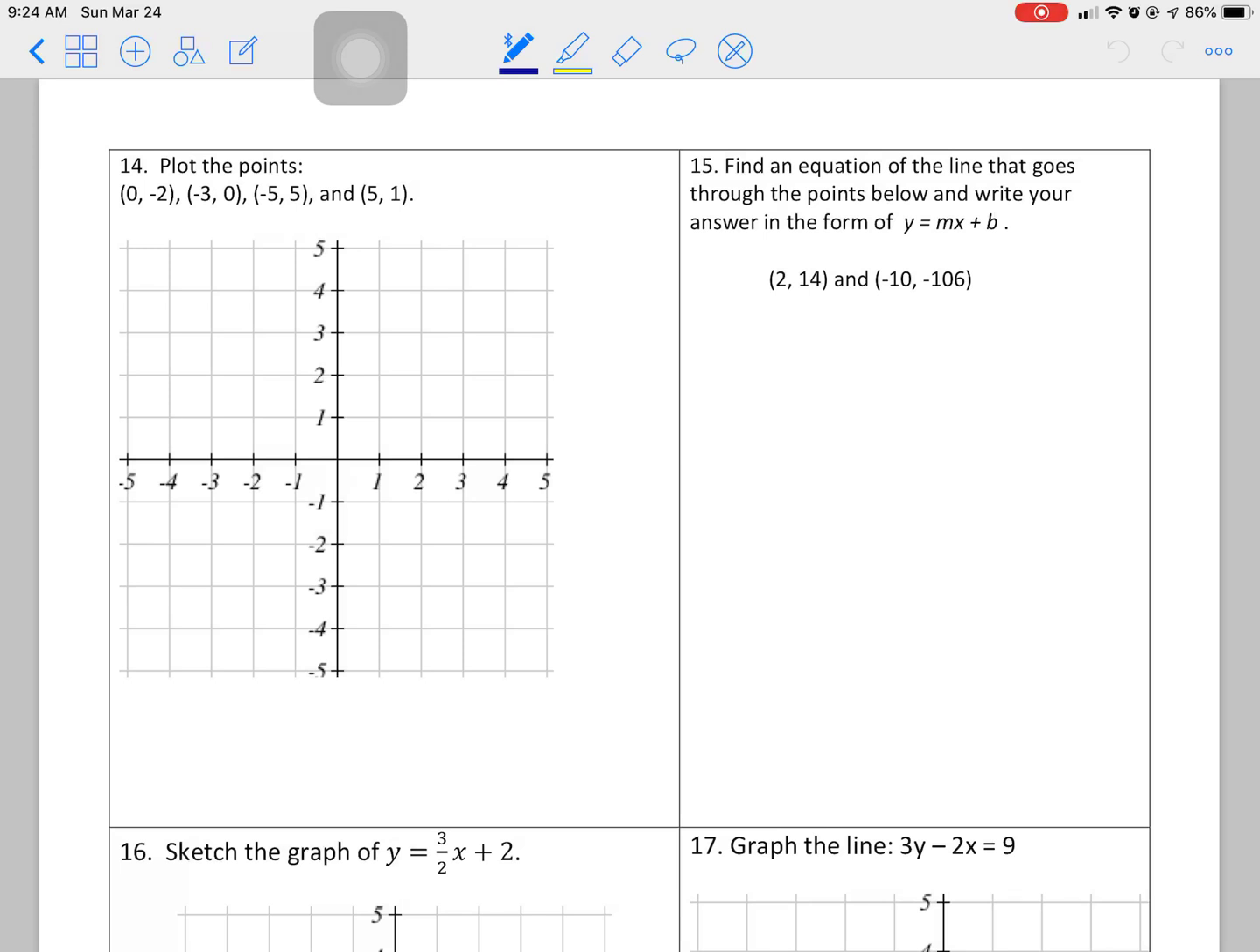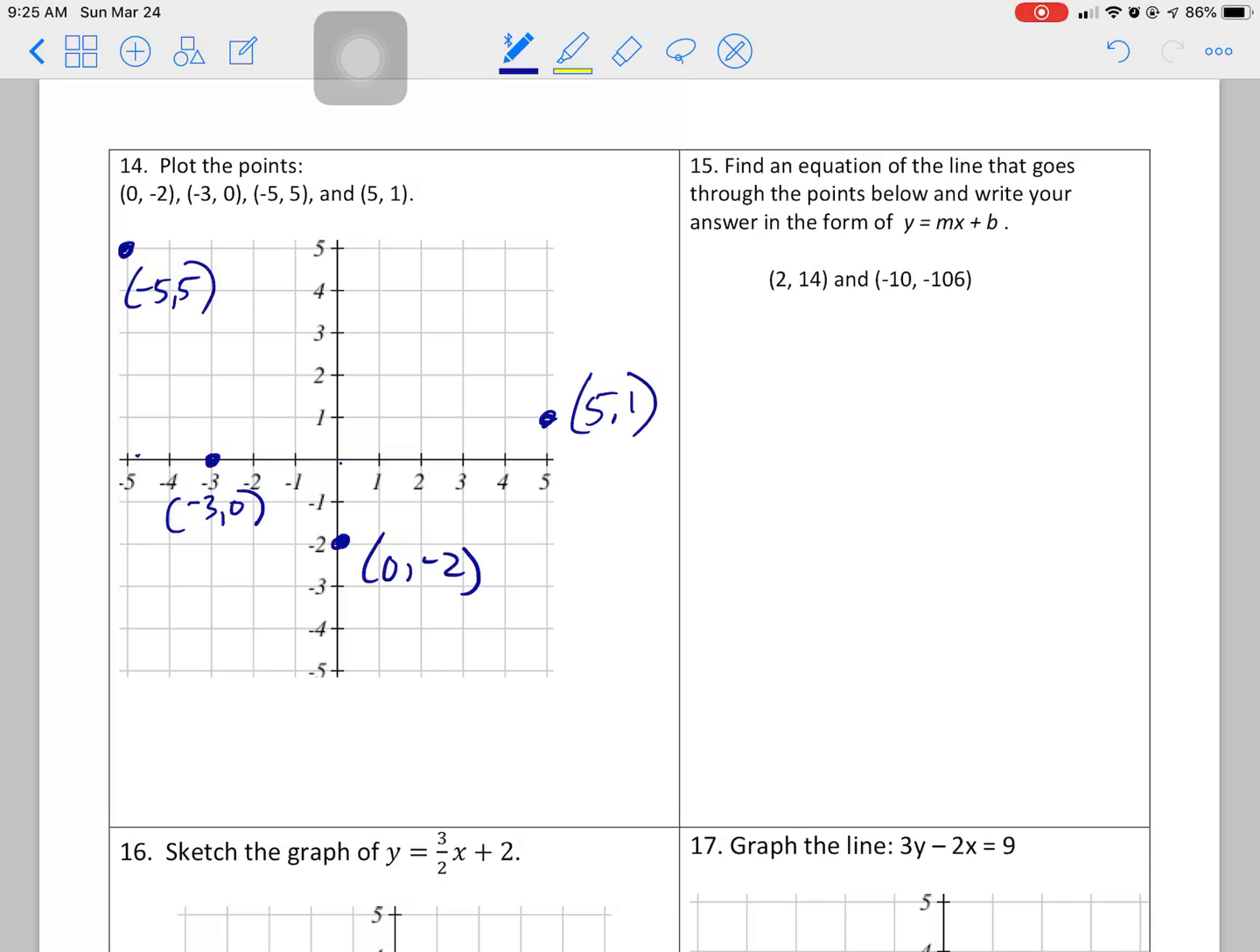Plot the points. Oh, an easy one. Okay, 0, negative 2 is there. Please write it next to it. Negative 3, 0 is there. Negative 5, positive 5, that's there. These will not make a line, okay? 5, 1. We're just putting points on there. Done.